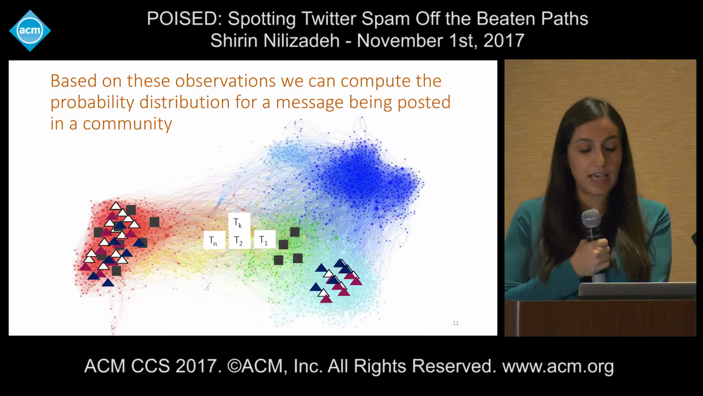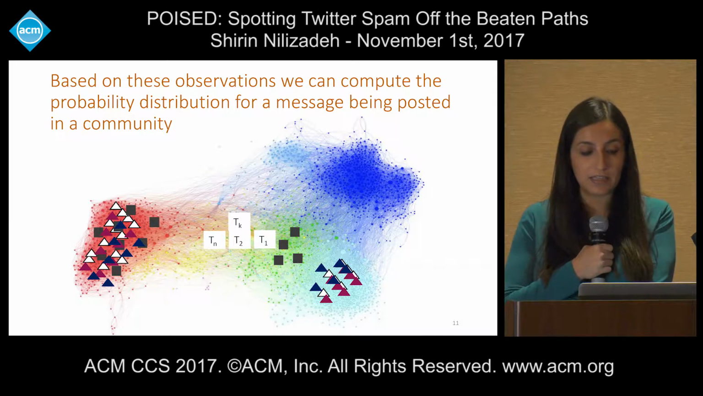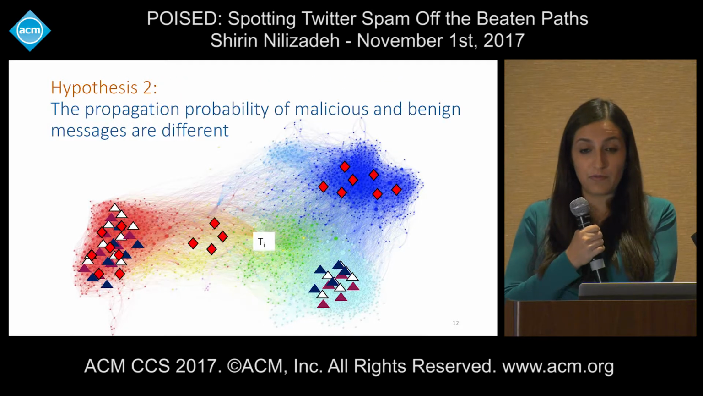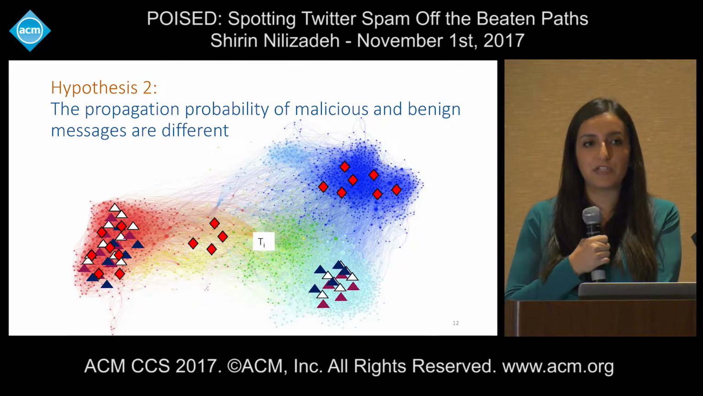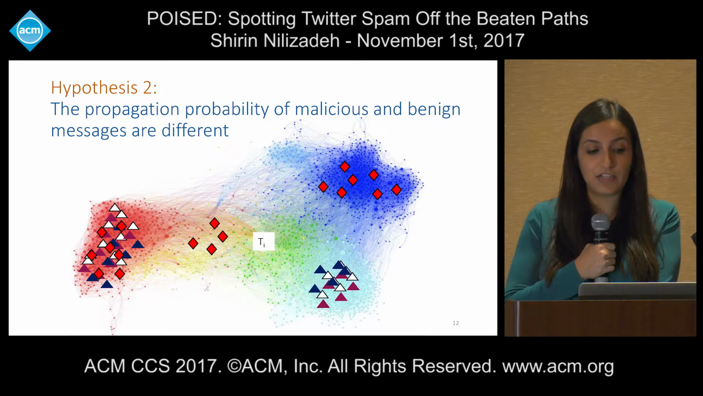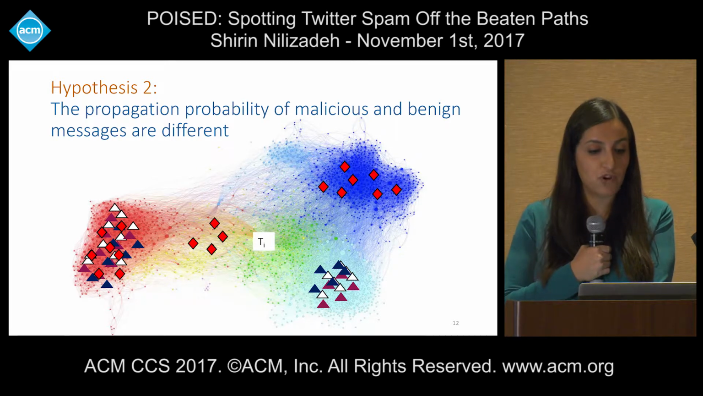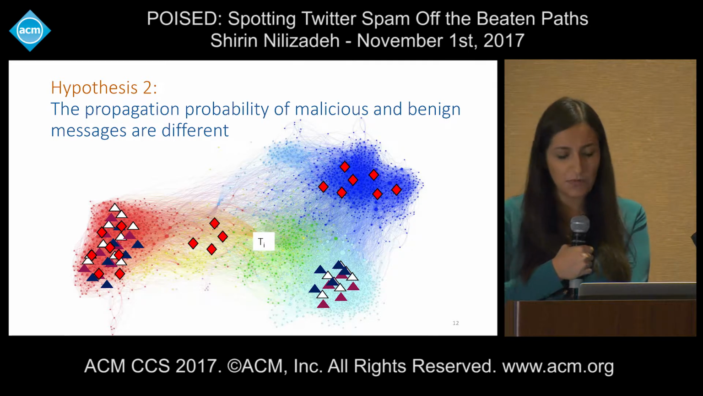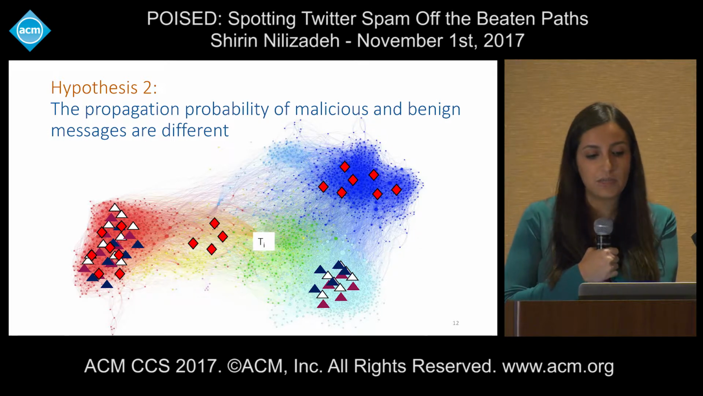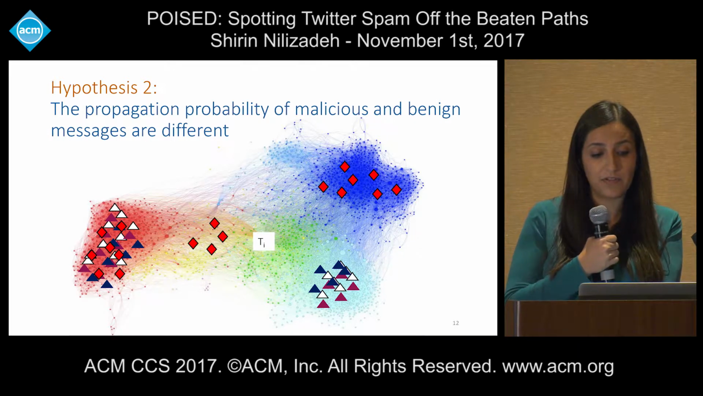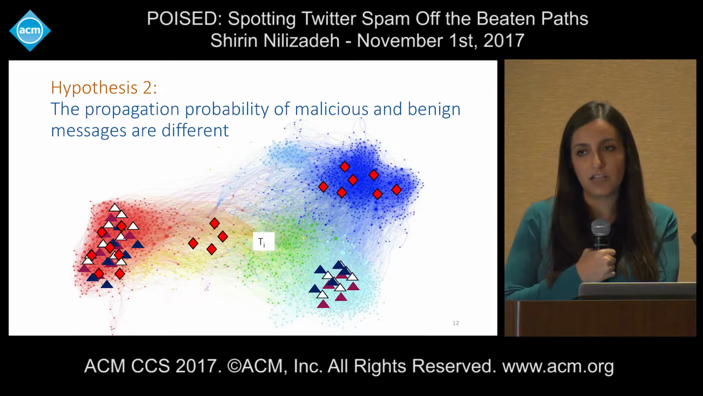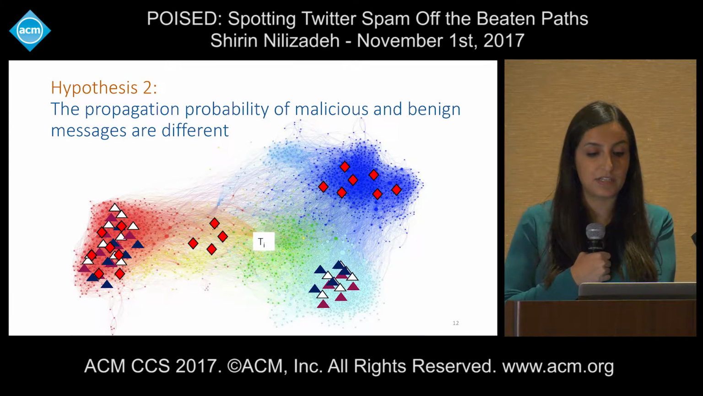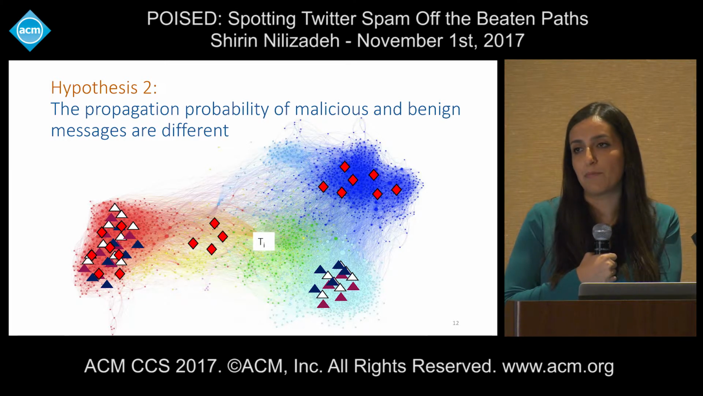Based on this, we came to hypothesis 2, and we hypothesized that malicious users have different patterns in terms of propagation throughout the network. For example, at some time, a message is being sent in the red, yellow, and dark blue communities. This is not normal, and we don't expect these messages to appear in these communities. And probably it's malicious content.